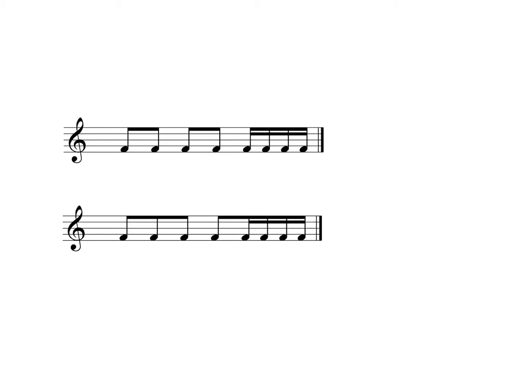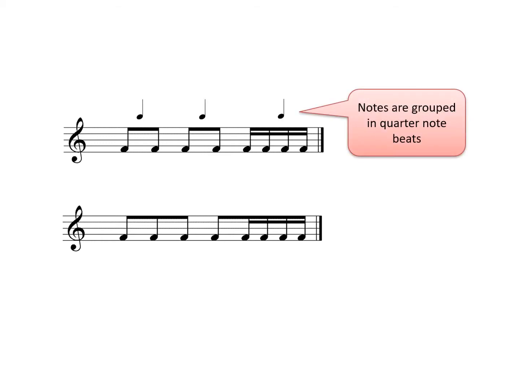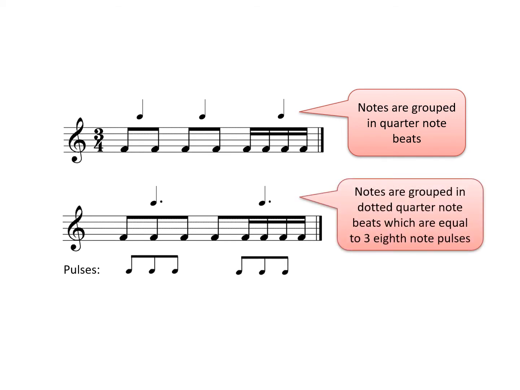In the first example, the notes are grouped in quarter note beats. And so the time signature is 3/4. In the second example, the notes are grouped in dotted quarter note beats, which equal 3/8 note pulses. And so the time signature is 6/8.